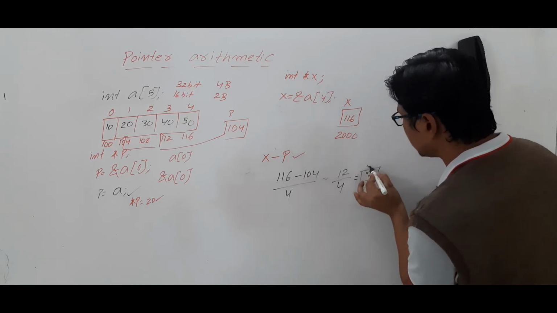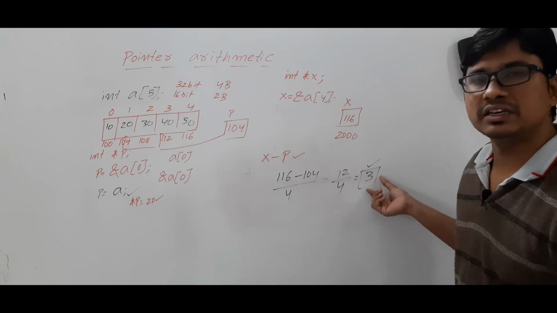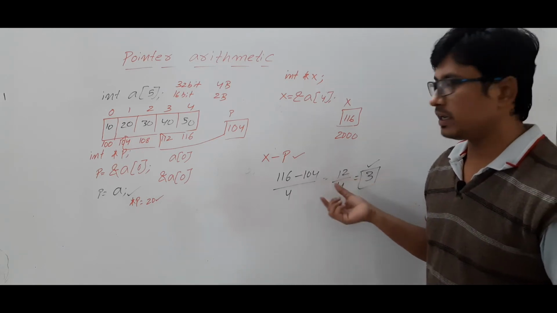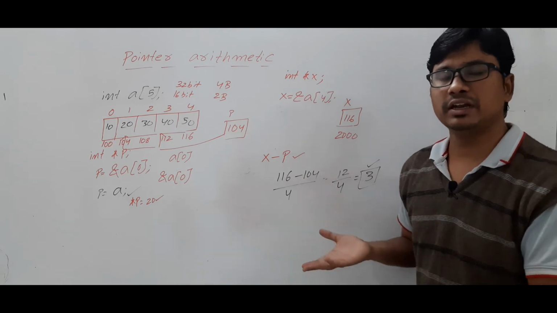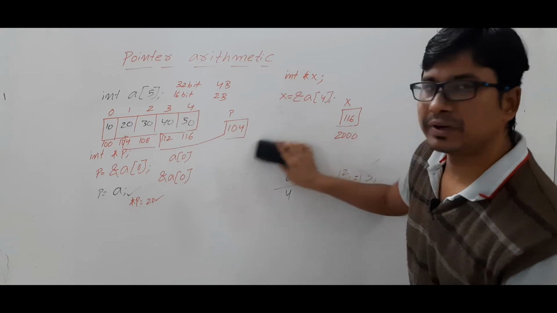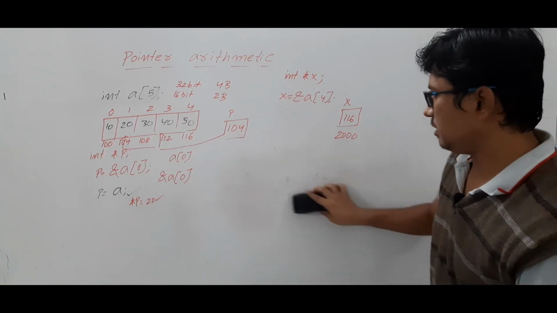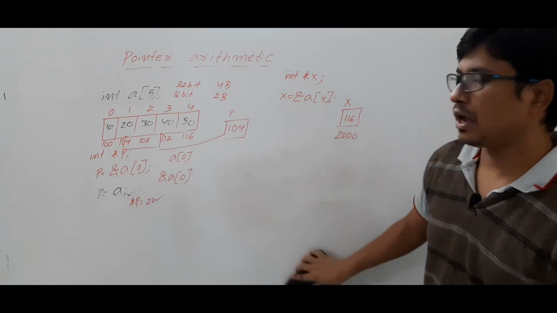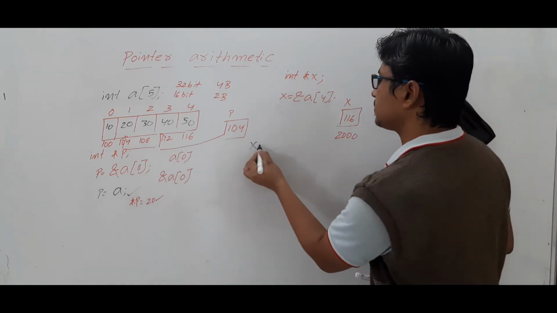So this is what we call the technical difference. The technical difference will give the value as 3, not 12. Okay, I request you to try these kind of things on your computer and check whether I am right or wrong. Okay, is it clear? So subtraction is allowed between addresses. Okay, are you able to understand? Now I have one more question for you. Can I do x plus p?